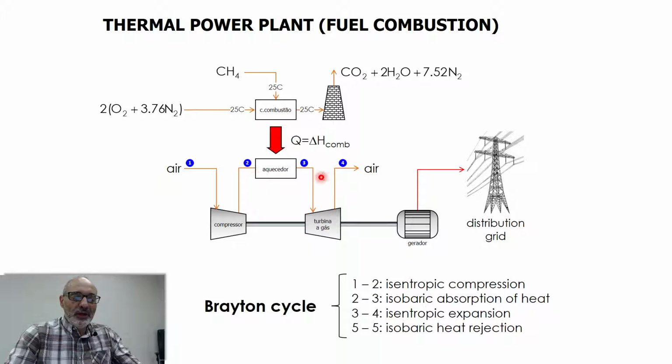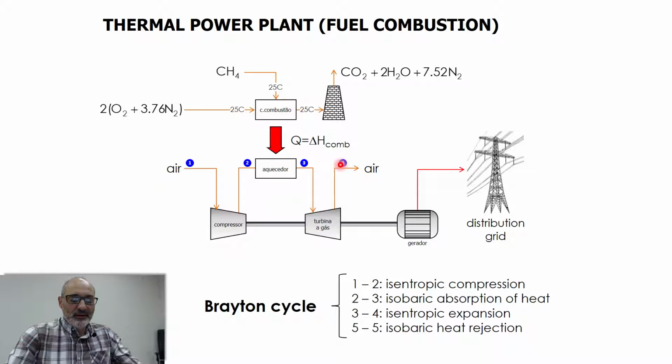Between 2 and 3, it's isobaric heat absorption. Between 3 and 4, isentropic expansion. And between 4 and 1, air is rejecting heat to the rest of the atmosphere at constant pressure. Okay, so that's the definition of what we call the Brayton cycle.